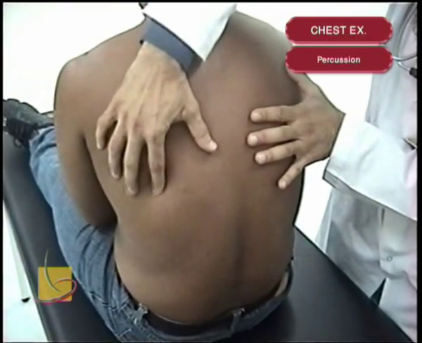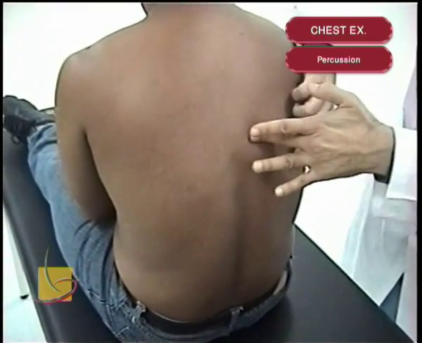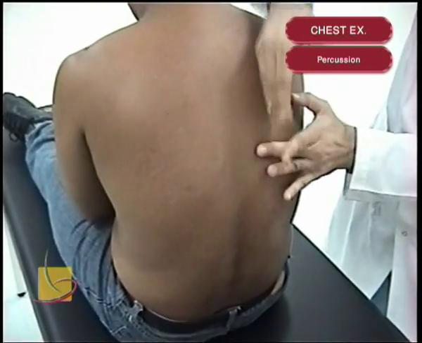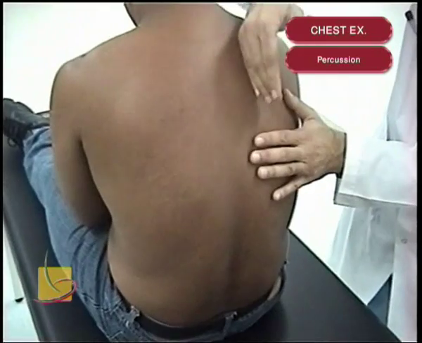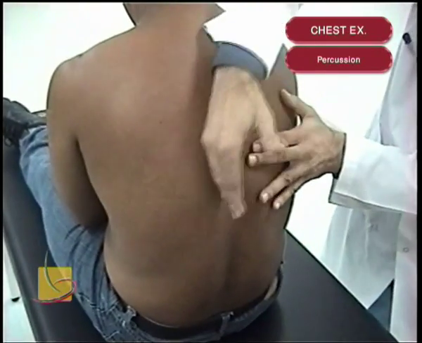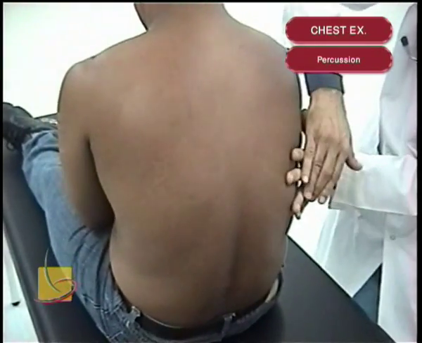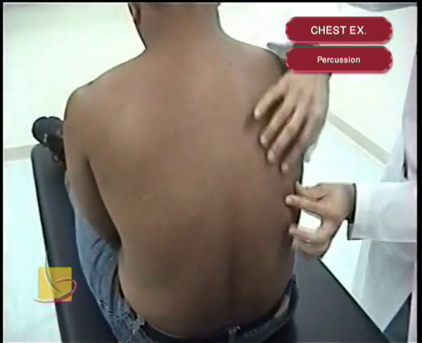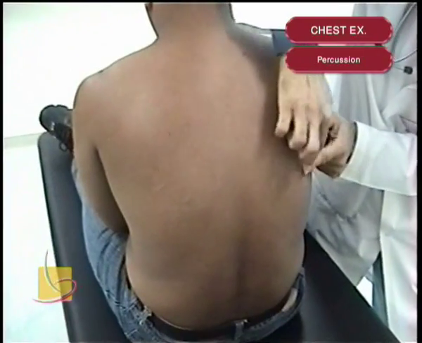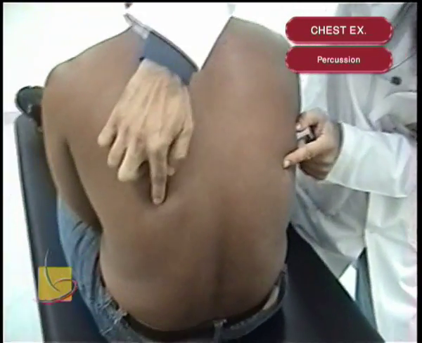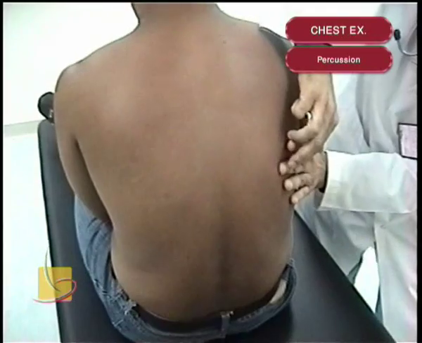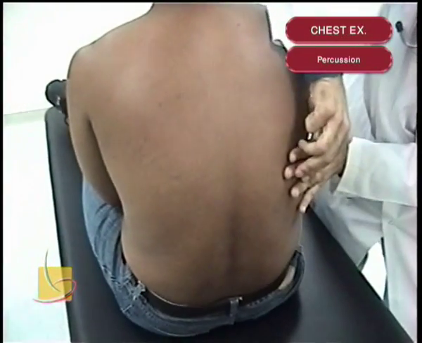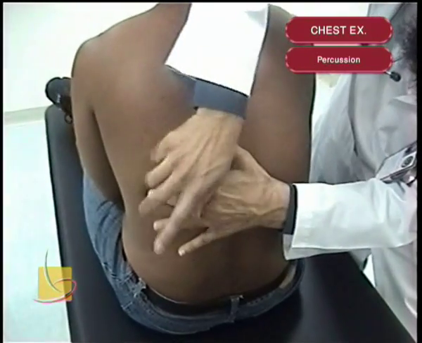Once you reach the angle of the scapula, here and there, then change the line of percussion. It will be no more the paravertebral. It will be mid-scapular. So percuss the mid-scapular line, which is the line just opposite the angle of the scapula bilaterally. Then I percuss the mid-scapular line and compare both sides.